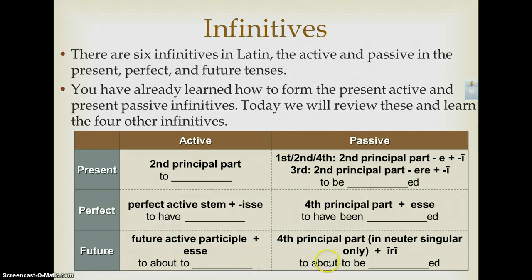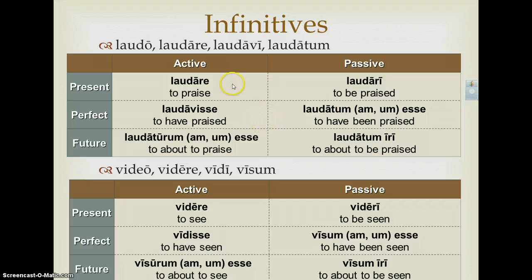And the fourth, the future passive infinitive is super rare. You're actually not going to see it very, very often. And it forms in a very distinct way. It is the fourth principal part with the ending only, plus, that's the first word. And the second word is iri, and it translates as about to be blanked. And like I said, it's actually super rare. Okay, so let's look at an example from each conjugation.